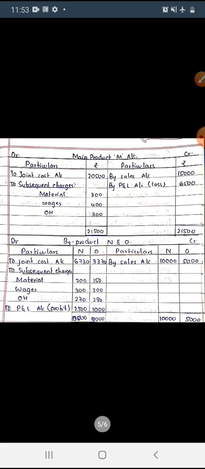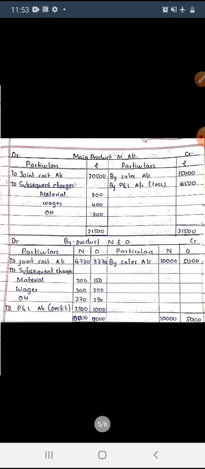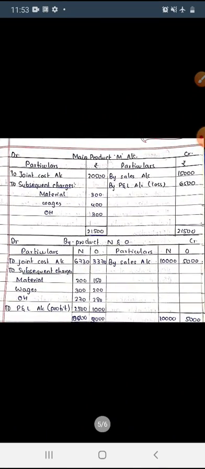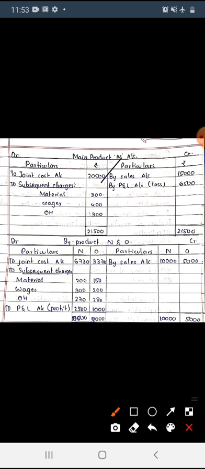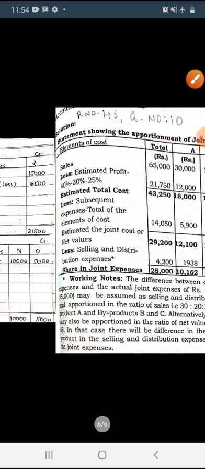Now the main product M account. See, joint cost 20,500 we got, right? Joint cost 20,500. Then write the subsequent cost as it is. Then sales, 15,000. Then profit and loss account how much? 6,500, right? Same under the byproducts also. Joint cost, then subsequent charges, then write the sales, and the difference is the profit. Okay, this is about the problem.